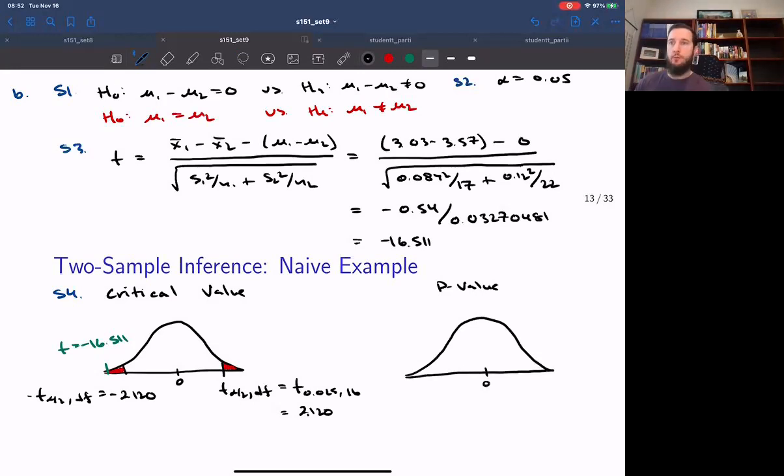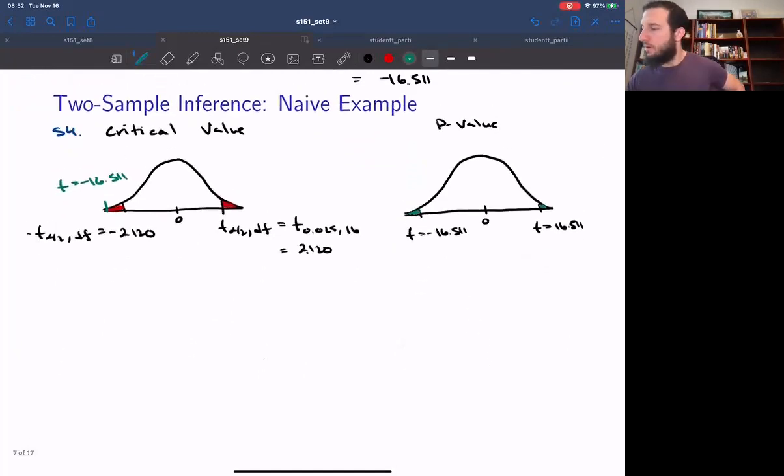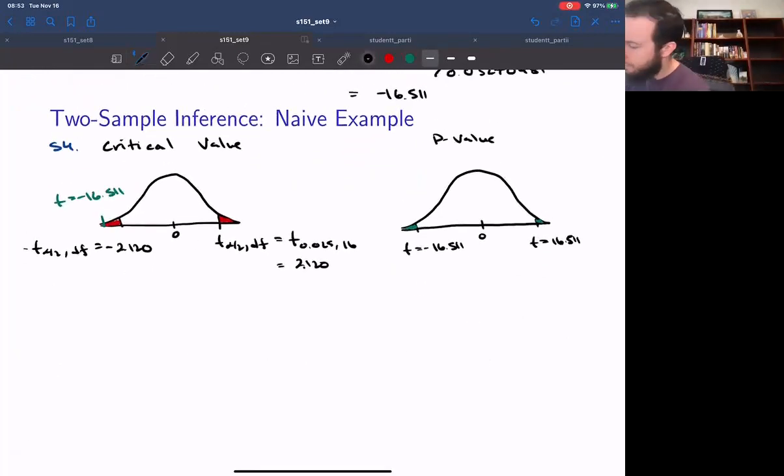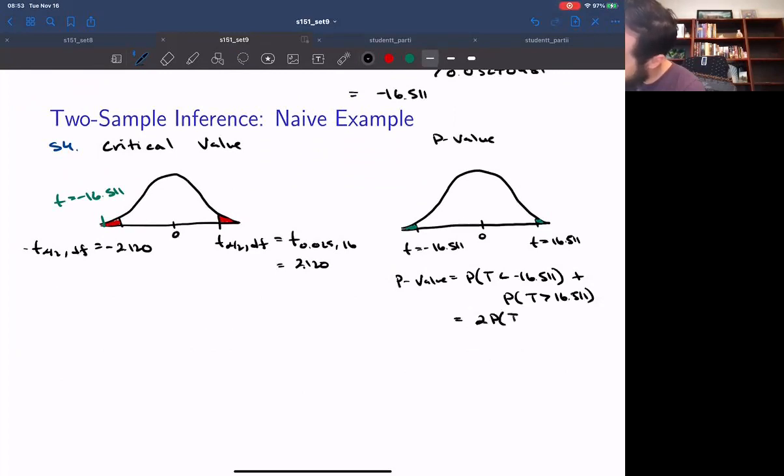Okay, so if we take the p-value approach, we're going to mark down our test statistic. And then we also consider the upper tail because it's a double-sided test. So here the p-value is equal to the probability that T is less than negative 16.511 plus the probability that T is greater than 16.511. This is 2 times the probability that T is greater than 16.511.